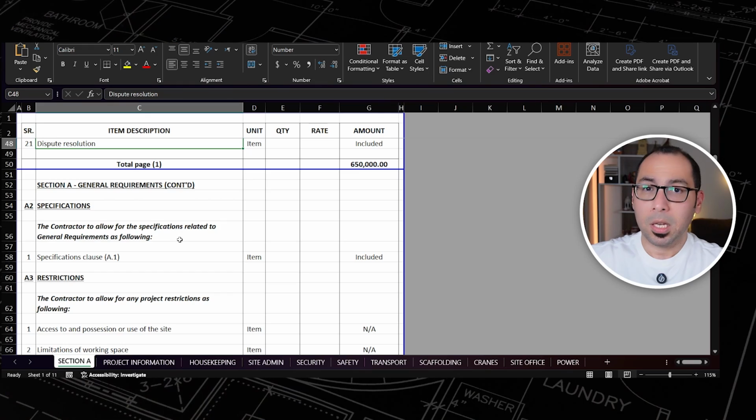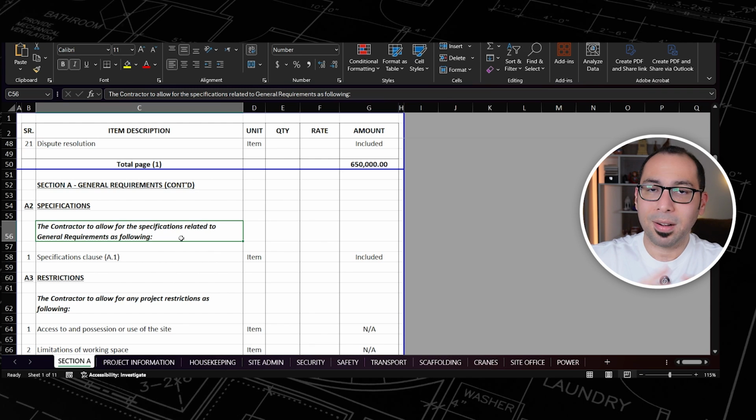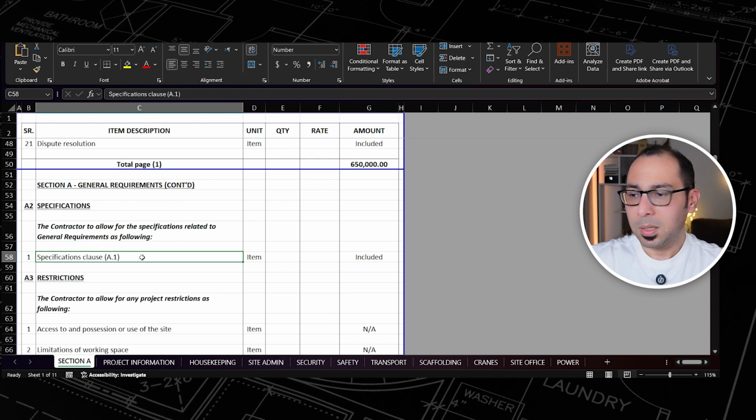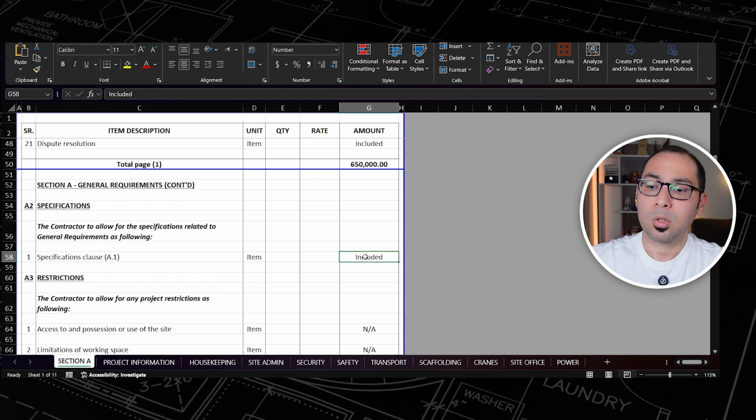The second subsection we have here is the specifications. And here we are talking about the specifications related to the general requirement. So in our specifications for the project, if there are any specifications related to the following subsections of the general requirements, these specifications need to be priced here. So let's assume that in our case, there is nothing special about the specifications of the general requirements. So that's why I am marking this item as included here. There is nothing major to talk about.